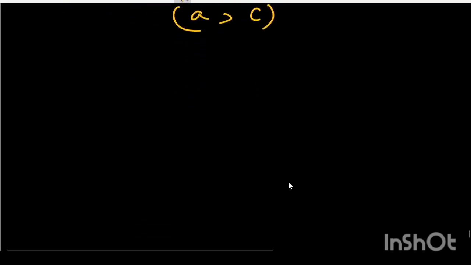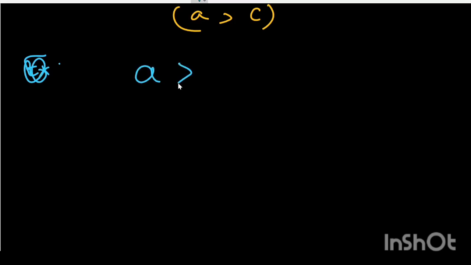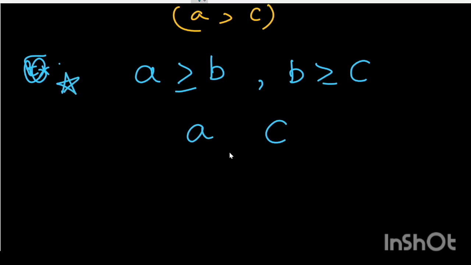Now some variations, like if suppose A is greater than B, B is greater than equal to C now. Then what is the relation between A and C, guys? So greater than only will come, or equality can also come? So guys, equality can also come.